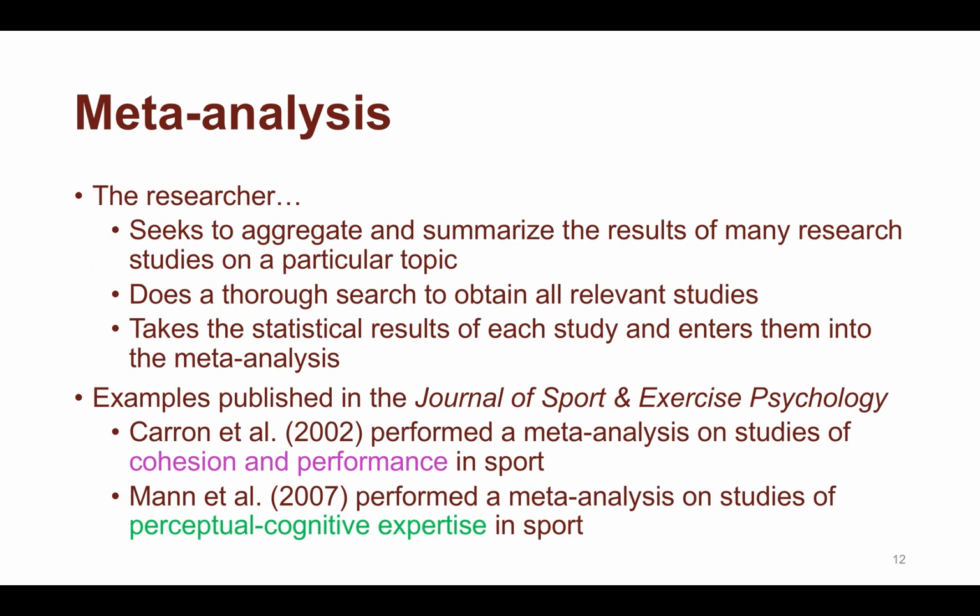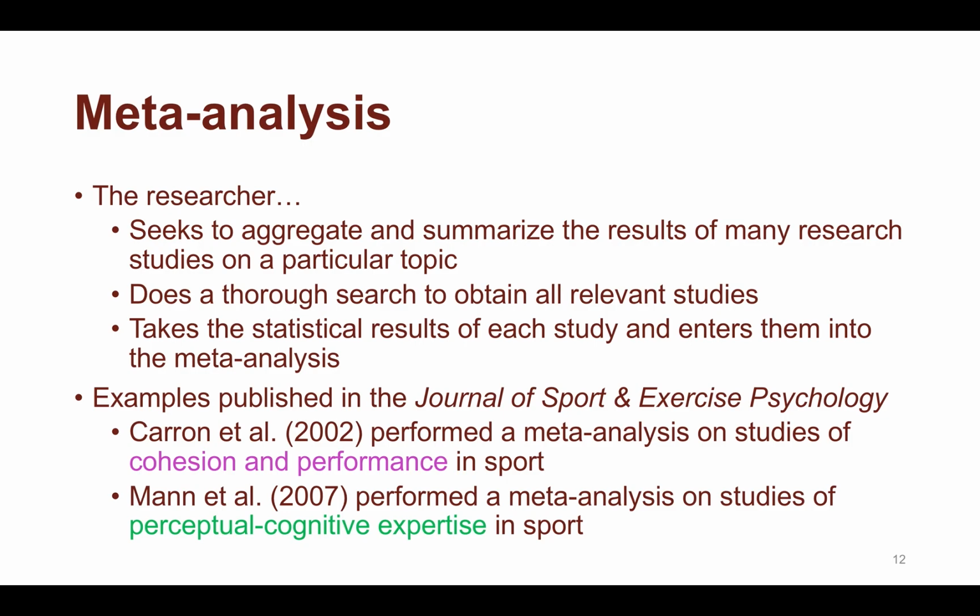A meta-analysis is a unique type of study. This wasn't covered in the concept map earlier, talking about the major types of quantitative outcomes, mainly because this is such a unique type of research. The researcher is basically seeking to aggregate and summarize the results from many different research studies on a particular topic. So it's basically a systematic review where the researcher does a thorough database search to obtain all the relevant studies, and then from those articles they extract a certain statistical outcome that they're looking to summarize, and they're taking those statistical results and entering them into a separate analysis known as a meta-analysis.